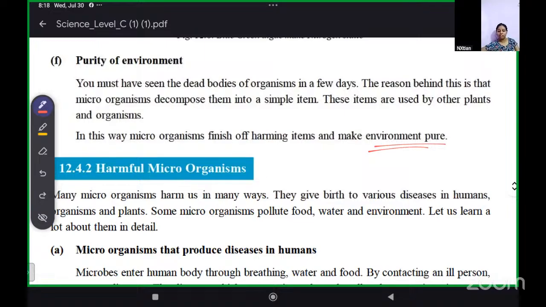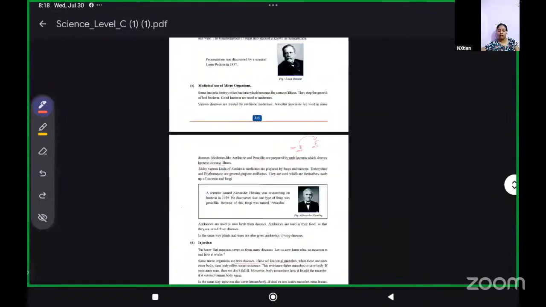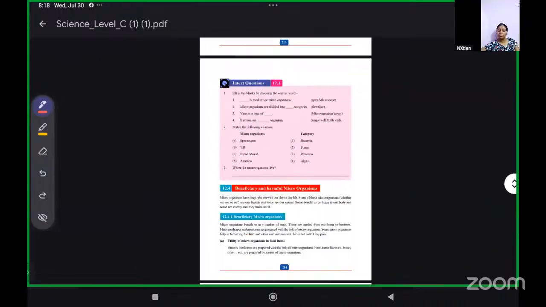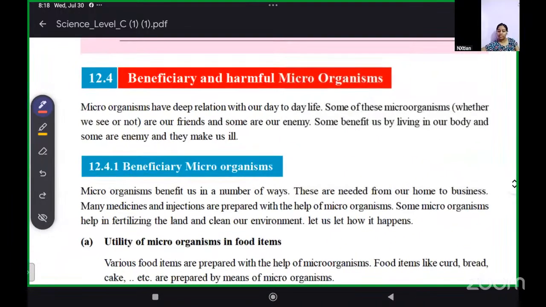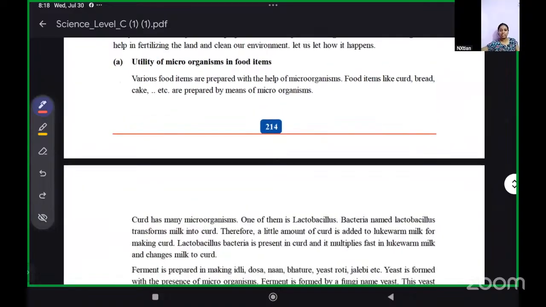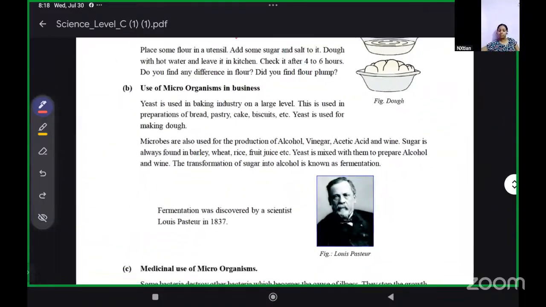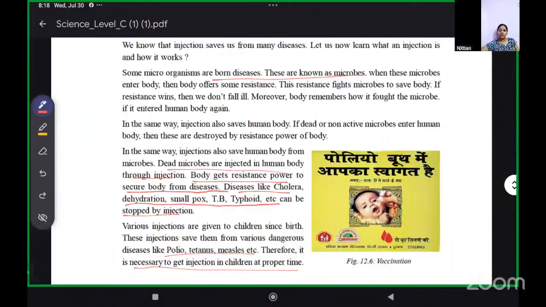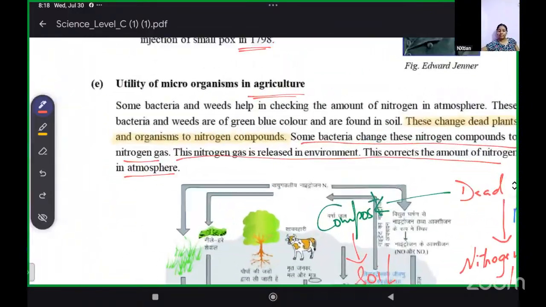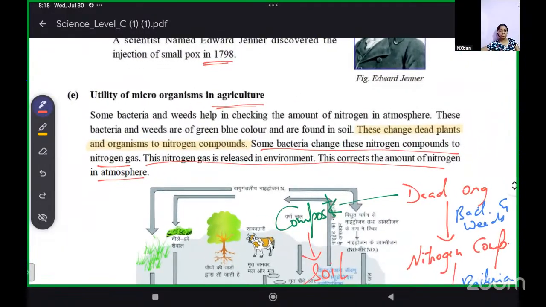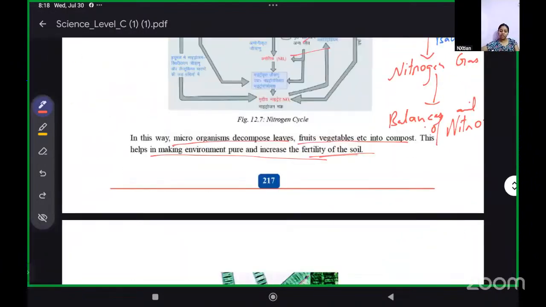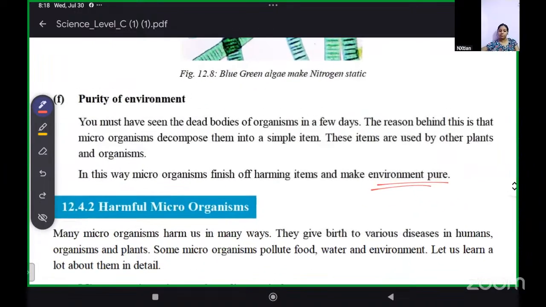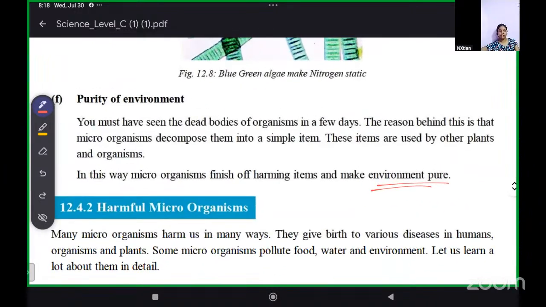Okay, so this is the utility, the importance of microorganisms. Benefits of microorganisms, this is important. We saw microorganisms benefit us in food, in business, in medicine, in injections, and in agriculture. You can also add another point: in purity of environment, in keeping the environment clean.